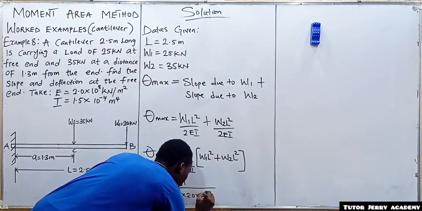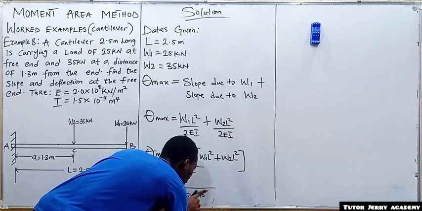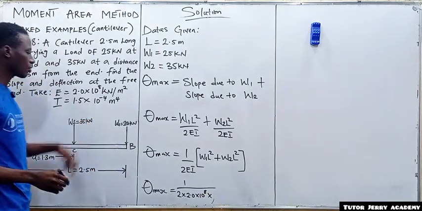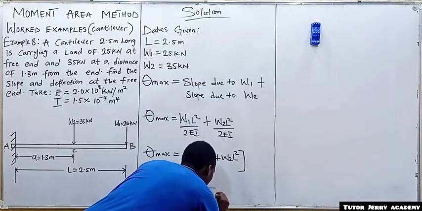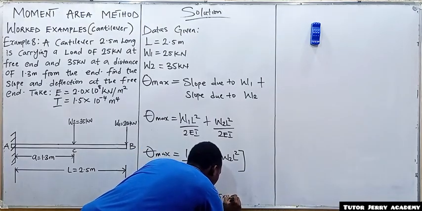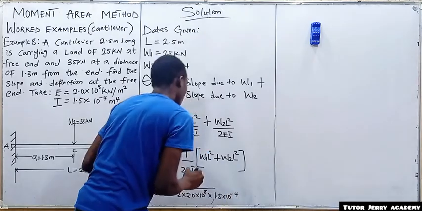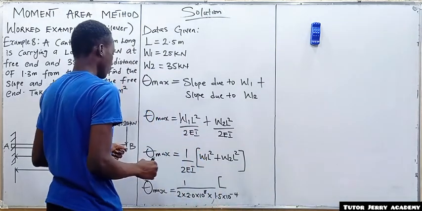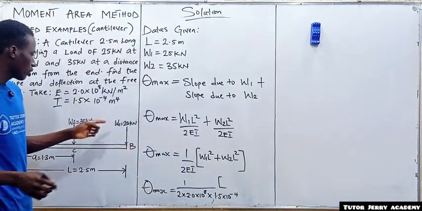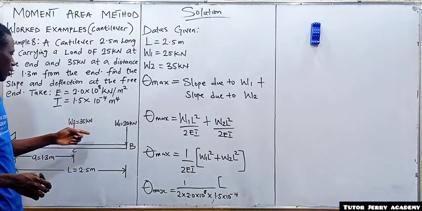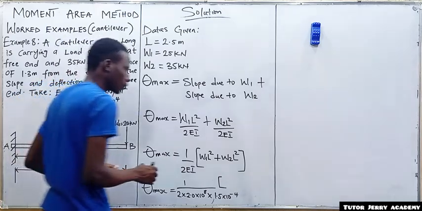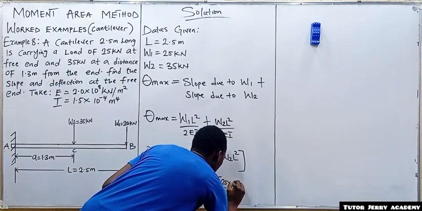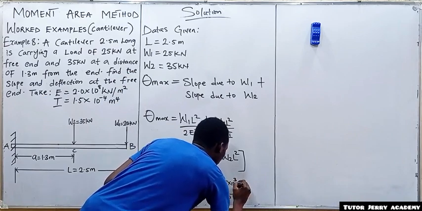2.0 times 10 to the power of 8 multiplied by what? Multiplied by, I have 1.5 times 10 to the power of minus 4. Now everything is multiplying the bracket of W. We have everything multiplying the bracket of W1, which is equal to 25 times 10 to the power of 3 multiplied by L.